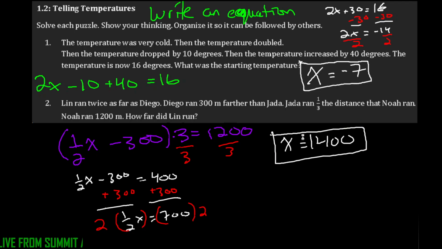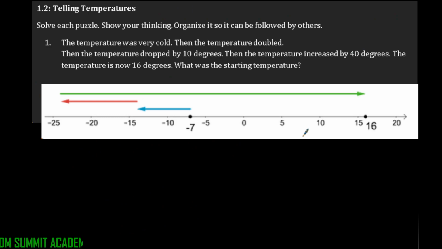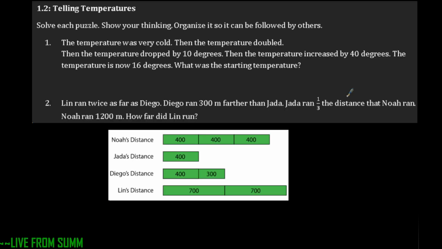Alrighty. So now, another way to look at those pictures, for number 1, is if you said he started at -7 degrees, we doubled it first, so we went to -14, and then we dropped by 10, and then we added 40. That's a picture for that one.